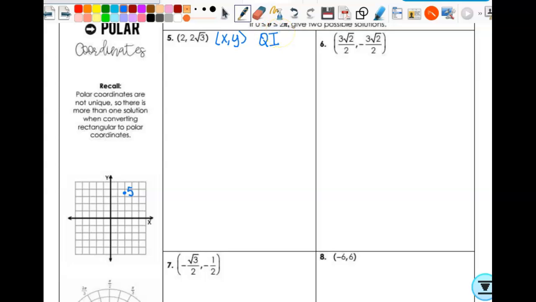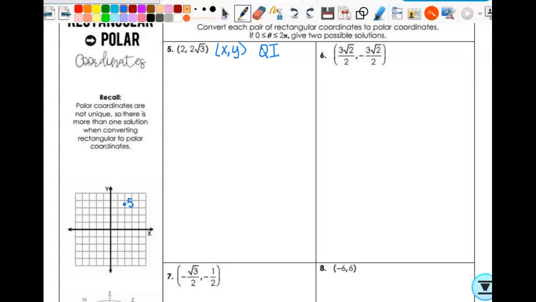These instructions say, convert each pair of rectangular coordinates to polar coordinates. If theta is between 0 and 2 pi, give 2 possible solutions. So what we did in 6-1A and what you did on your quiz yesterday gave you 1 polar point, and you gave me 3 more for a total of 4, right? But we were going from negative 2 pi to 2 pi. That's why there was 4. We're only going from 0 to 2 pi, so there's only a total of 2. That's why it's asking for 2. And going from 0 to 2 pi, all of your angles have to be positive. Okay? So let's go ahead and convert.